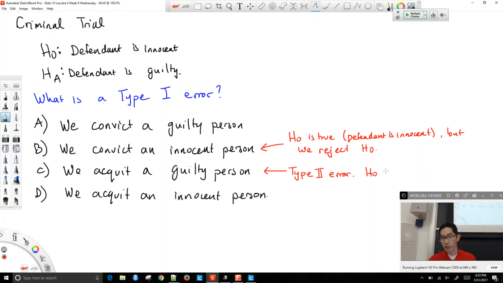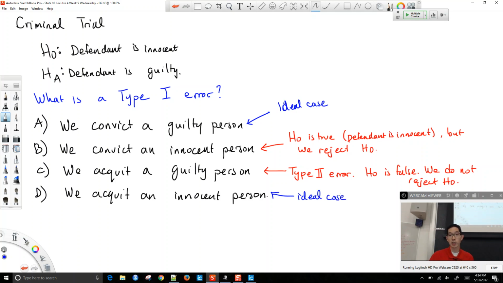Null is false, but we do not reject the null. All right. And convicting a guilty person, this is the ideal case. And acquitting an innocent person, that's also the ideal case. These are the correct decisions to make in those scenarios.